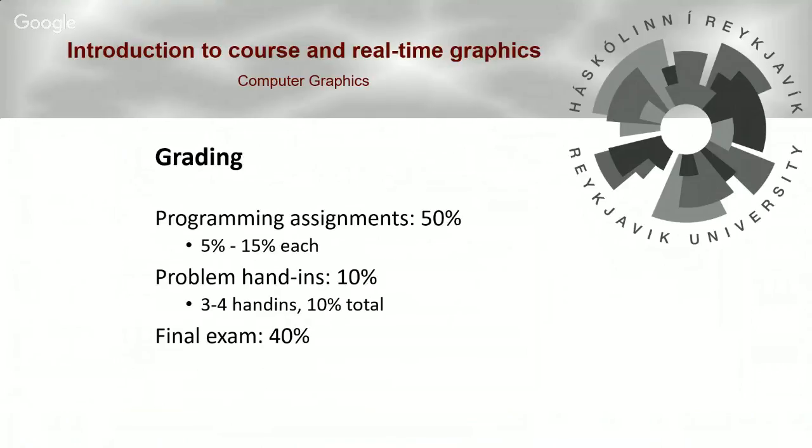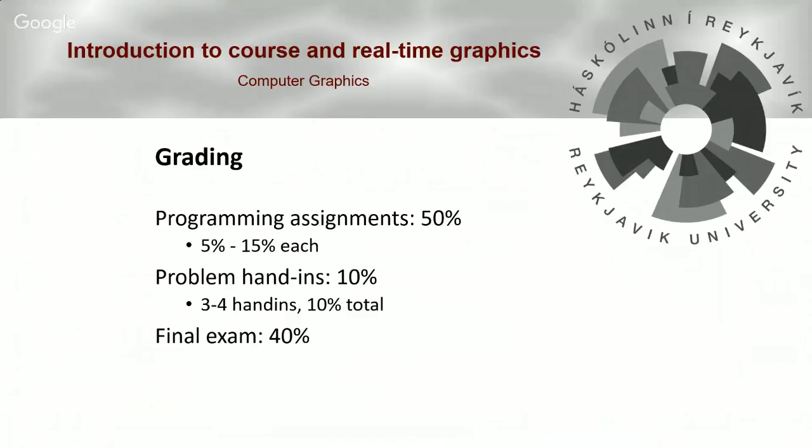This is one of the questions we get a lot. So this is the grading. The programming assignments are 50%. These will be kind of 5 to 15% each, 4 or 5, depending on how you look at it, assignments. And then there are 10% which are just problem hand-ins, where we have these exercise problems, you hand them in. I grade them, that's a total of 10%. I don't know exactly at this point how many there'll be, probably 3 or 4, but it just depends on at which points and how we feel when we finish each part of the assignment. And the final exam is 40%, but obviously you need to pass that.